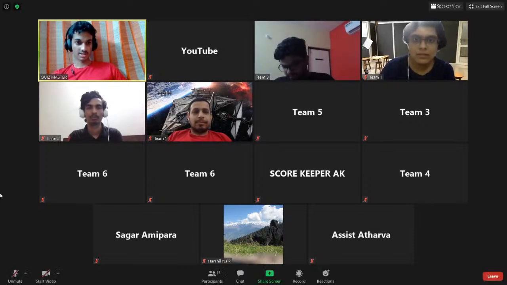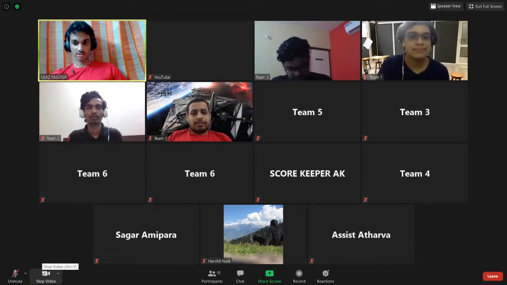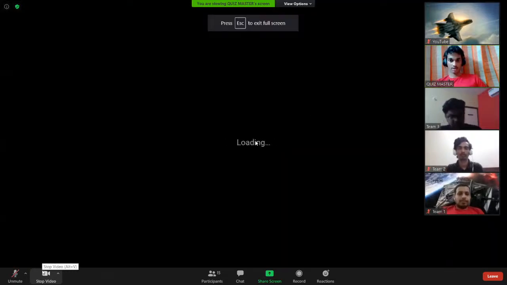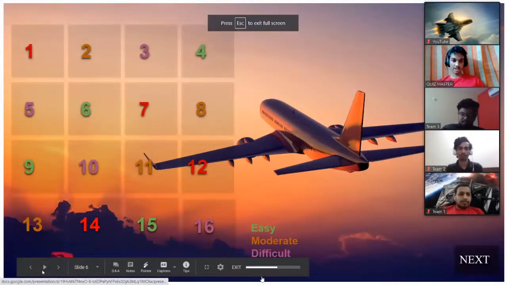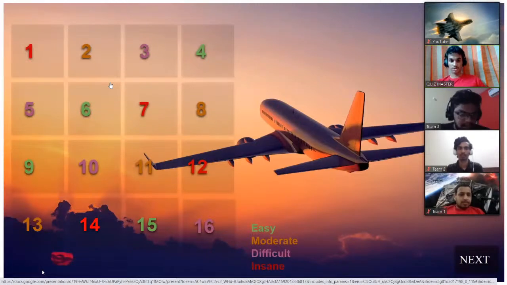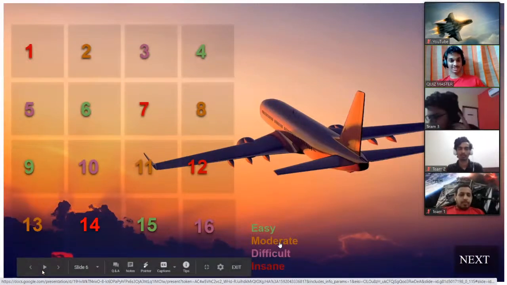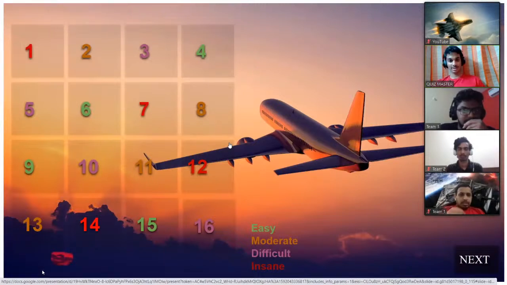Okay, so this is the grid we've made for you. Guys, you can choose a question you want to answer. Green is easy. Orange is level 2. Purple or violet is pretty hard, and red is my favorite aircraft, but also very rare aircraft. So team number 1, which question do you want to answer?